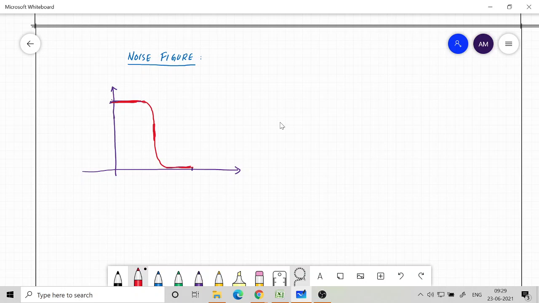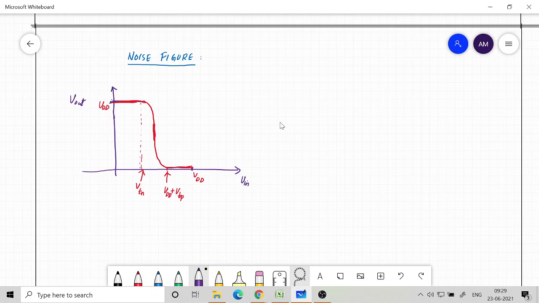Okay, so roughly this is the VTN, and this is our VDD plus VTP, and this is VDD. So the x-axis is V in, y-axis is V out. Okay, so now our aim is to find out noise margin. Before finding out noise margin, let me define what is noise margin.